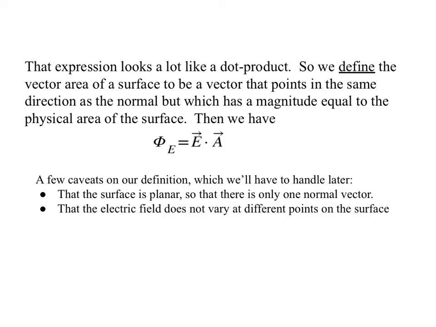Our expression looks a lot like a dot product. You know, something times something else times the cosine of the angle. And so we define this weird but interesting thing, the vector area of a surface. We don't usually think of that. We usually think of areas as just numbers, as scalars. Now we're going to say that the vector area of a surface is a vector which points along the normal and has a magnitude equal to the area of the surface. So, kind of goofy. We'll define dA as the little bit of area in the normal direction.